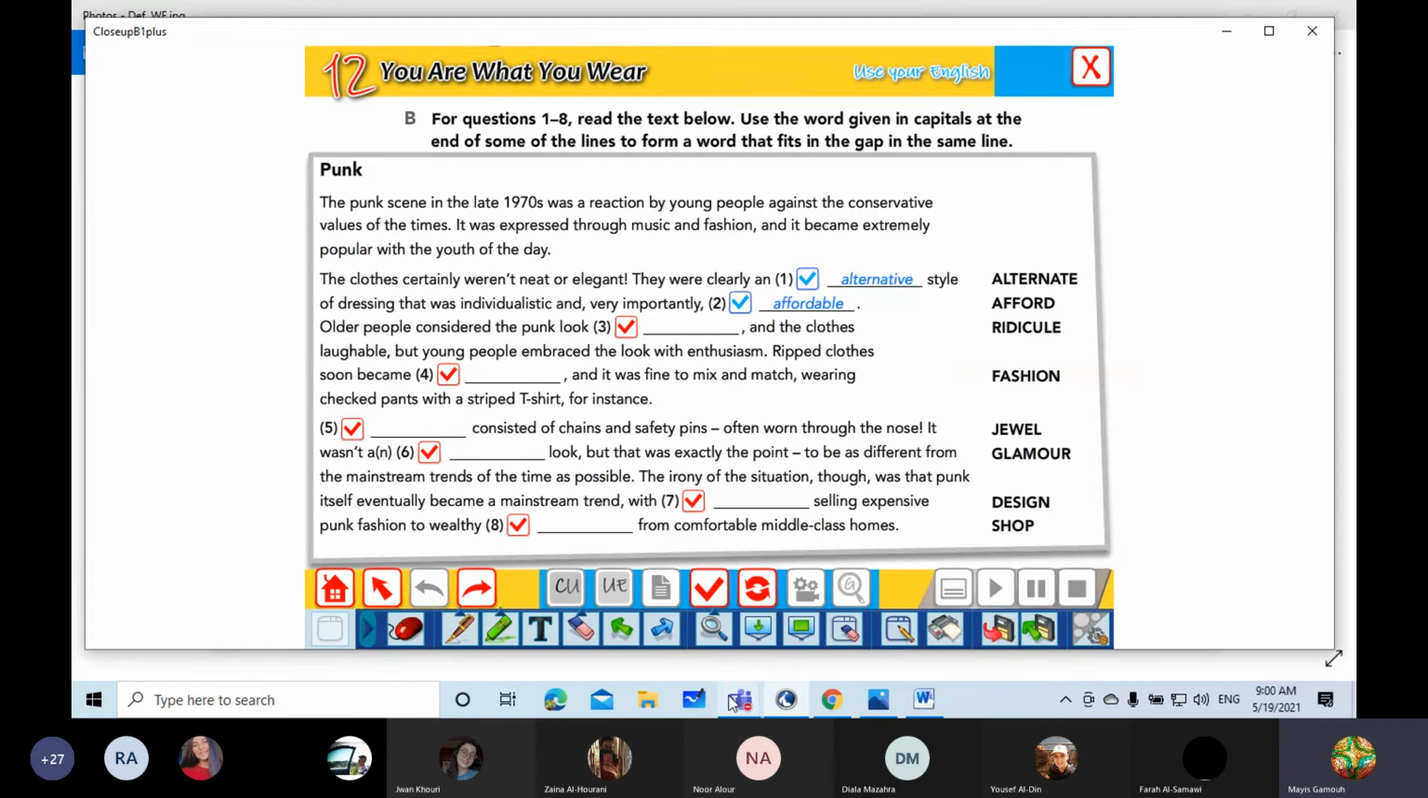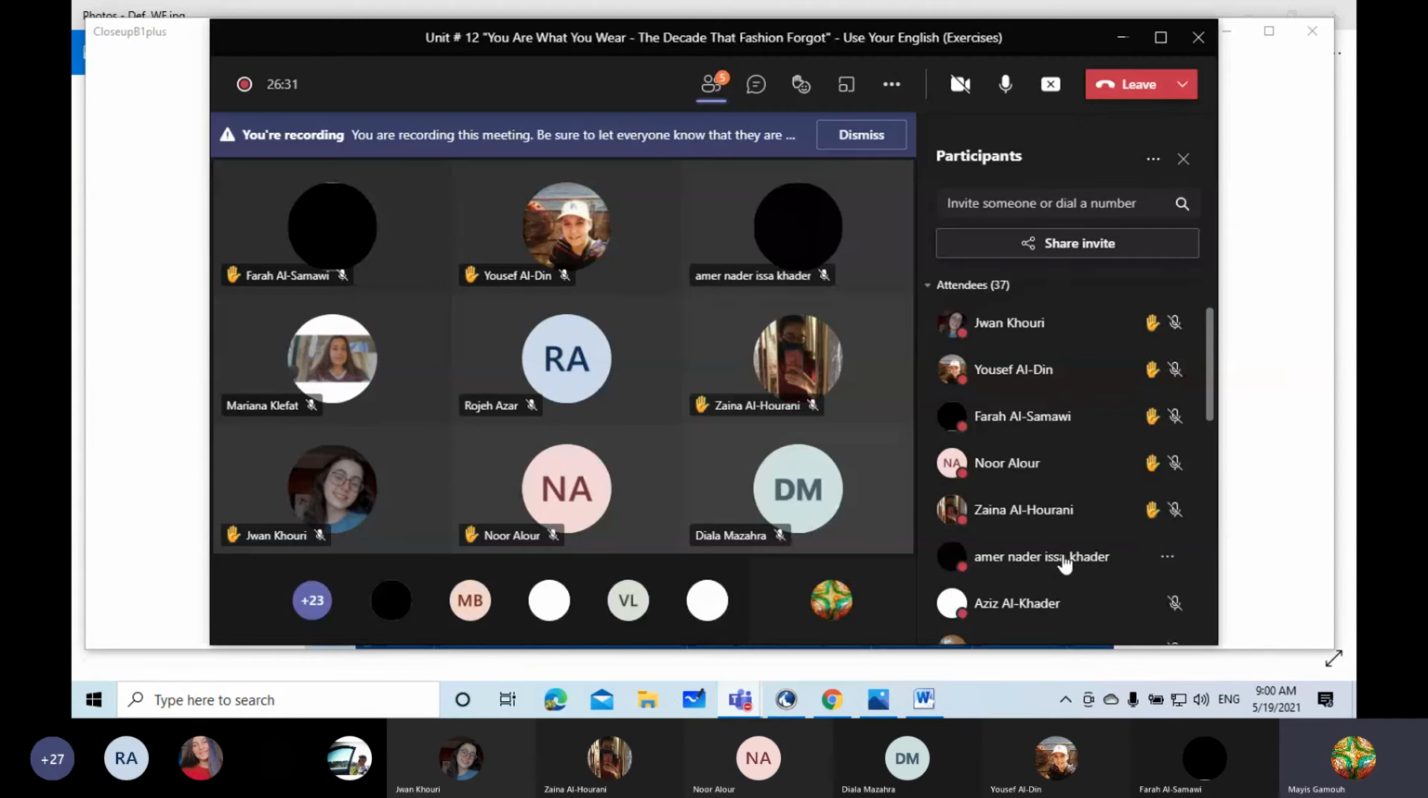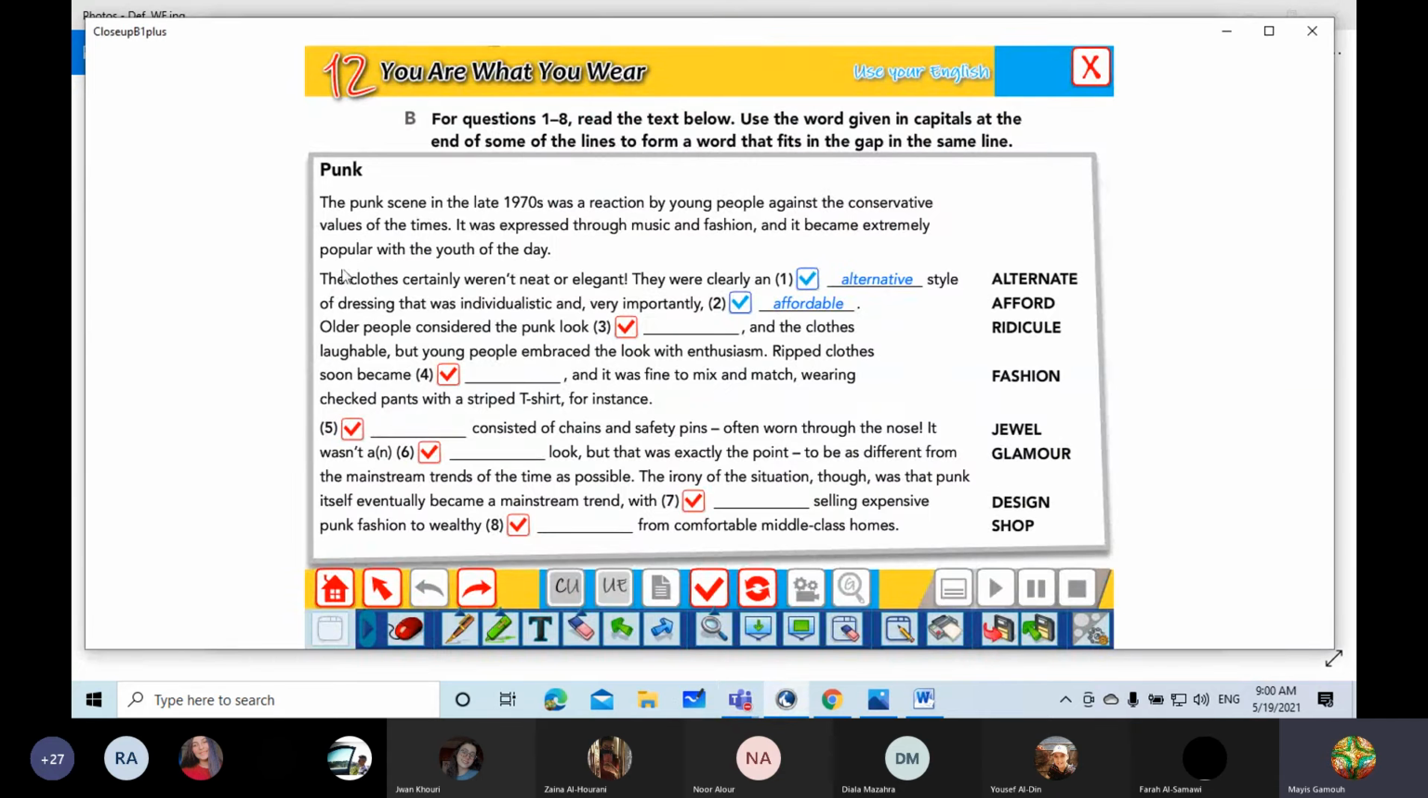Let's go to number 3. Do we have new hands? Go ahead, Farah. Older people considered the punk look ridiculous and the clothes laughable, but young people embraced the look with what is this, teacher? With enthusiasm. Thank you, dear. Okay, thank you. Go ahead, Zaina.